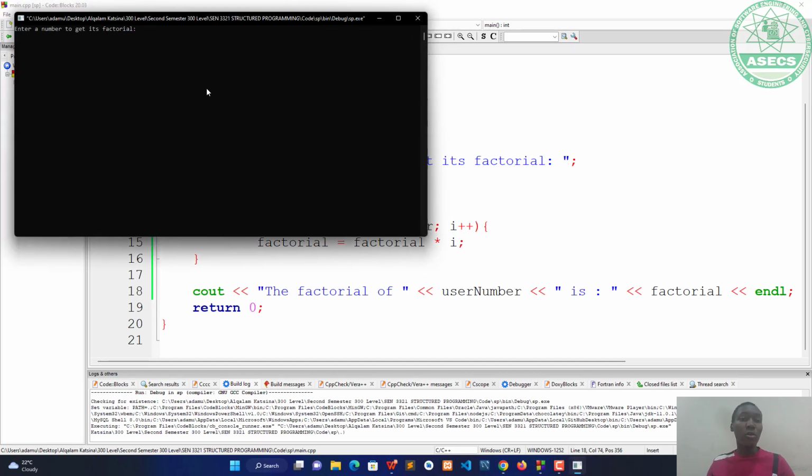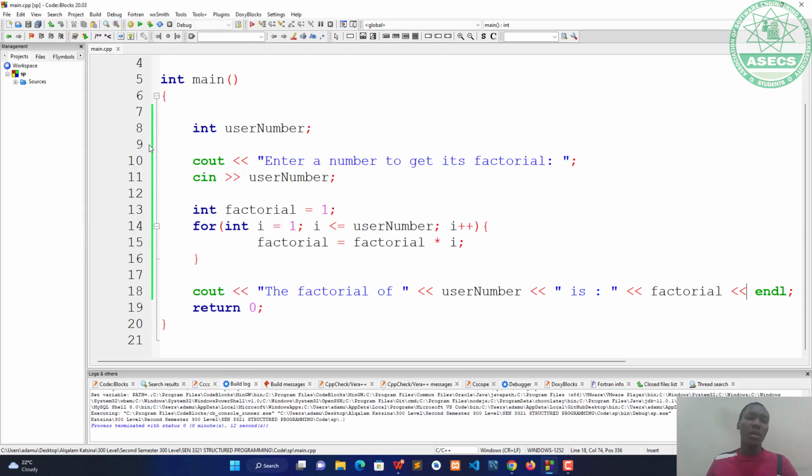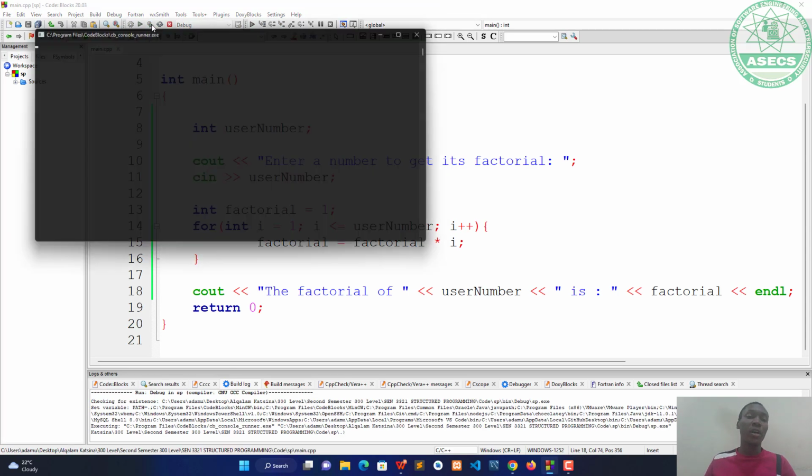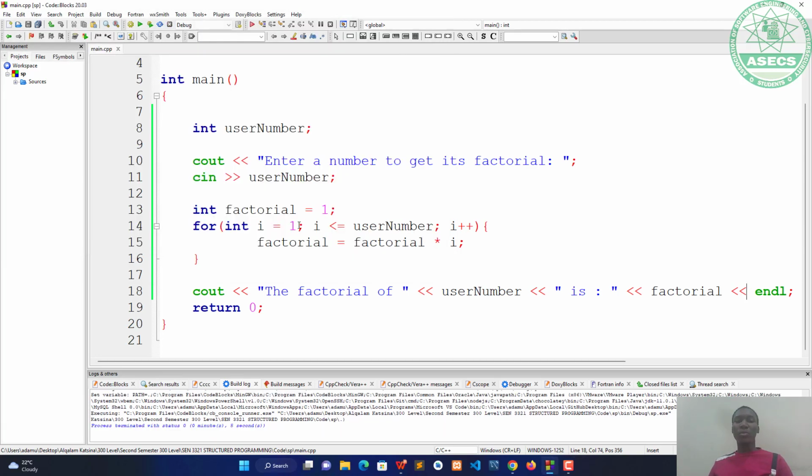Alright, enter a number to get its factorial. I will enter 4. That is what we calculated with the calculator. The factorial of 4 is what? 24. I think we tried 5 and it gave us 120, if I could recall. Let me enter 5. It gives us 120. The factorial of 5 is 120. So I'm sure you have understood this program.